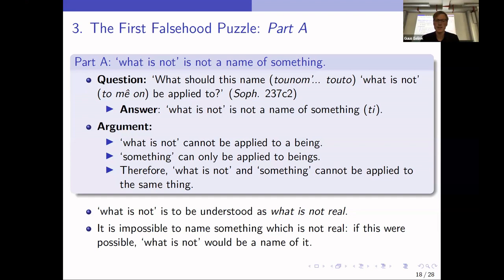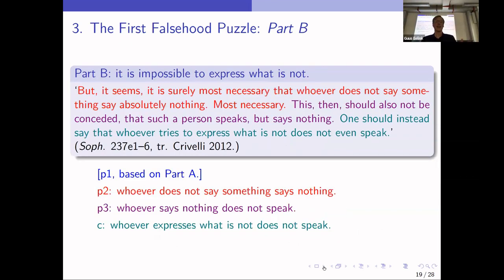So maybe another way of putting this would be to say that if it were possible to name something which is not real, then the extension of the phrase "what is not" should be non-empty. But the argument has just concluded that the extension of the phrase "what is not" is in fact empty. So this is a little bit tricky, I think, but it is going to play an important role in the transition to part B of the argument. It seems to me that this does follow, but also not very easy to see when it follows.